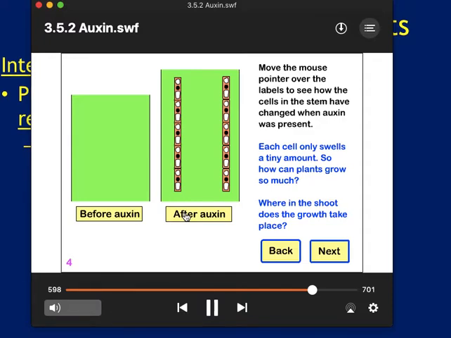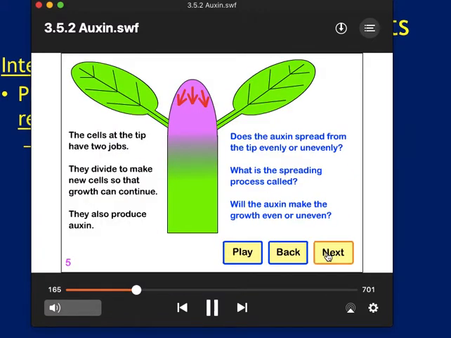And we know that the growth takes place in our meristems, so root tips and shoot tips. So here we're now looking at the tip of the plant. This is our auxiliary bud, and it's going to divide by mitosis to make us new cells, and there's also going to be auxin production. So have a look and decide, is the auxin being produced evenly or unevenly? What is the process by which the auxin is moving through the plant cells, and what do you think the auxin will do for the plant growth?